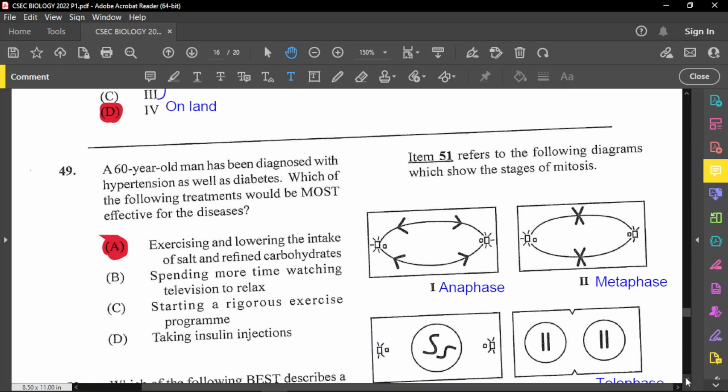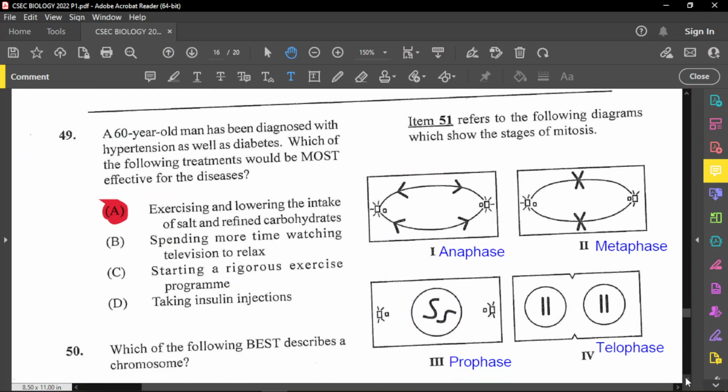Now, for 49, it says a 60-year-old man has been diagnosed with hypertension as well as diabetes. Which of the following treatments would be most effective for the diseases? And so again, hypertension, remember that was salt, and diabetes is for sugar. So exercising and low intake of salt, and refrain from carbohydrates, because carbohydrates will break down into your sugars, right? So definitely A is the answer. There's no need to go any further with that one. All right, so 50.